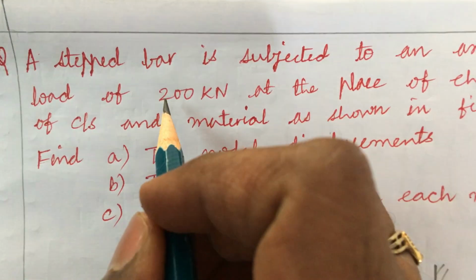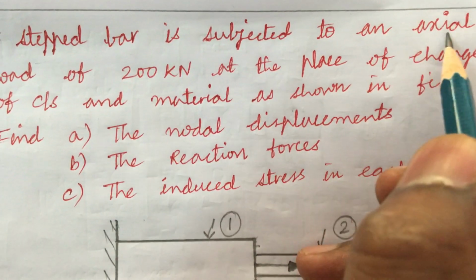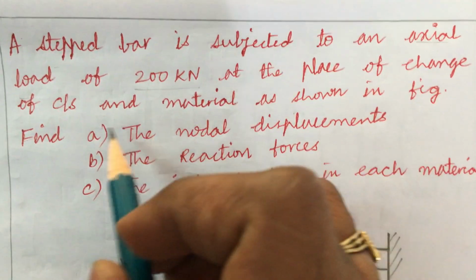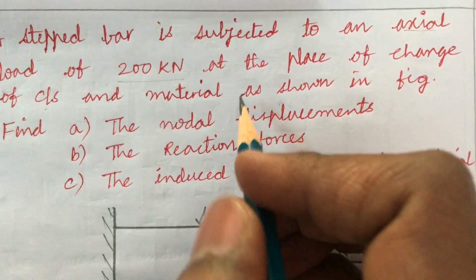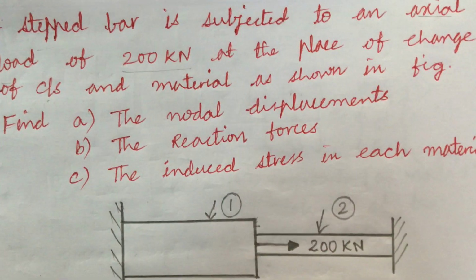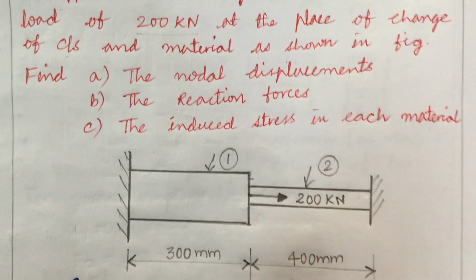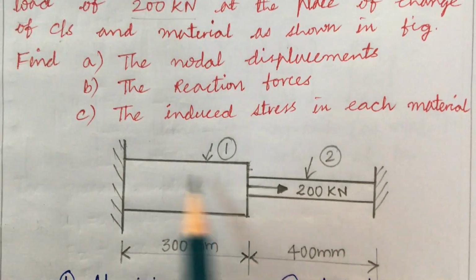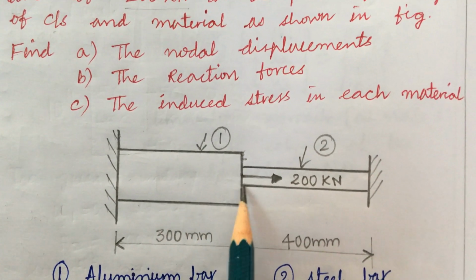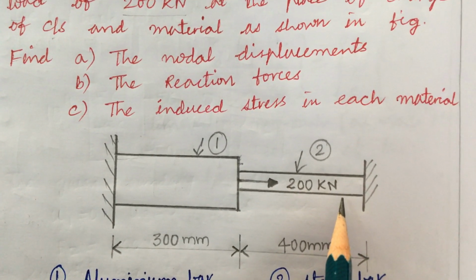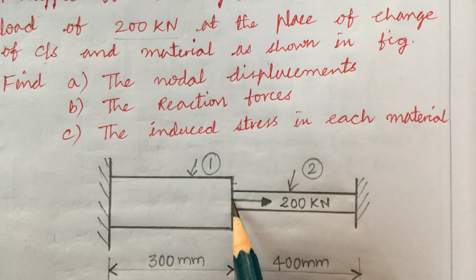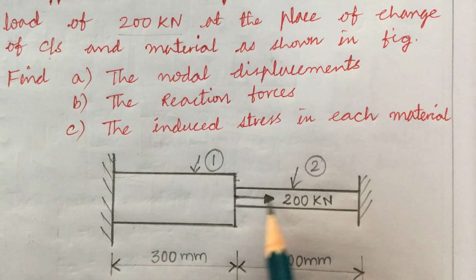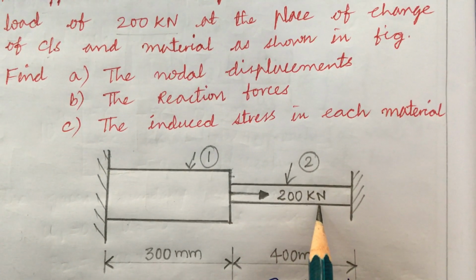Dear students, the question is about a step bar subjected to an axial load of 200 kilonewton at the place of change of cross section and the material, as shown in the figure. Let's look at the diagram and understand what's exactly given in the problem. It has two cross-sectional areas. This is one cross-sectional area and this bar, element 2, is of the other cross-sectional area. It is also given that the load is acting where the cross-section changes, and the load of 200 kilonewton is acting at this place.